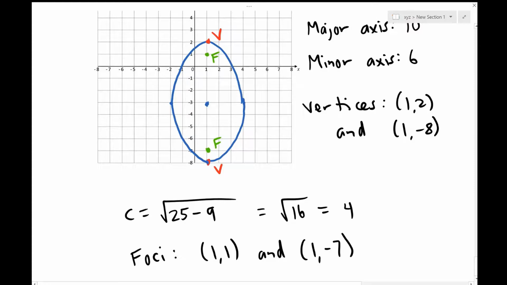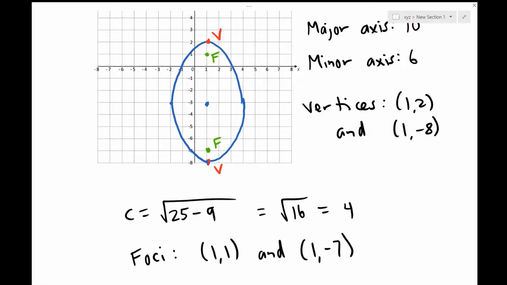So the foci are always going to be in the same direction that the vertices are. In other words, they're always going to be located on the major axis, just like the vertices are. So the vertices and foci should always be going in the same direction from the center. And that's an important thing to remember. Everything's always kind of done in respect of the major axis. The vertices and foci will always be along the major axis.